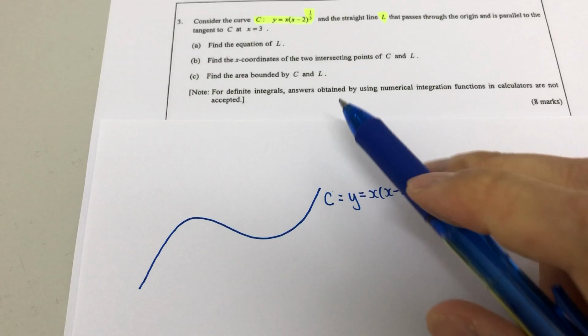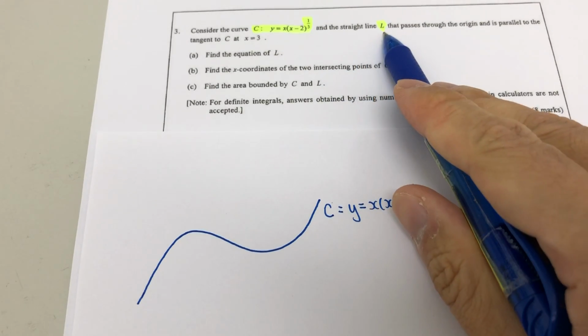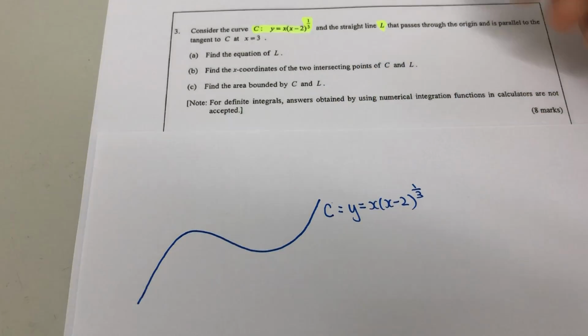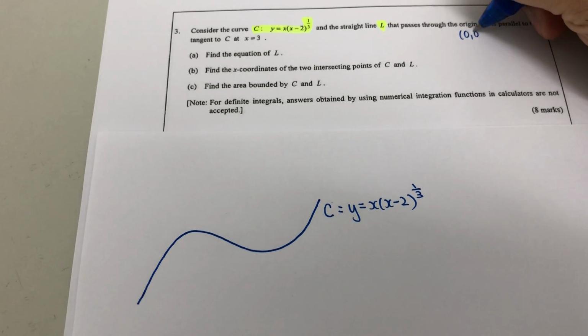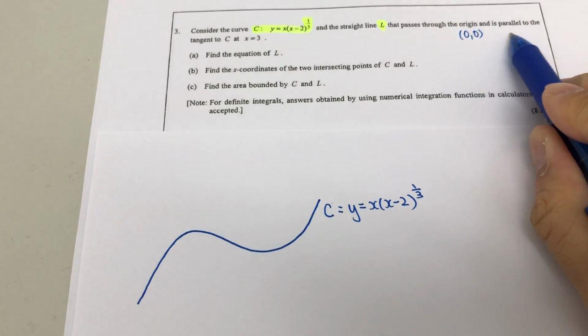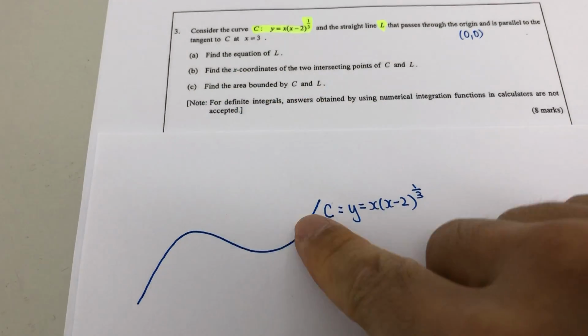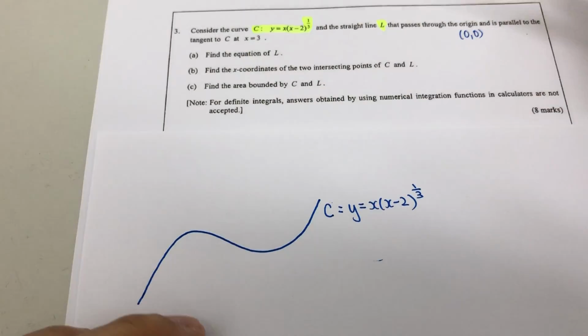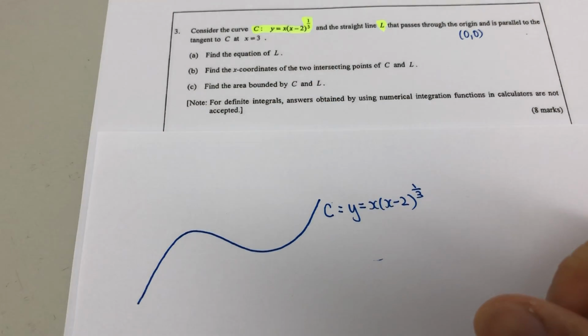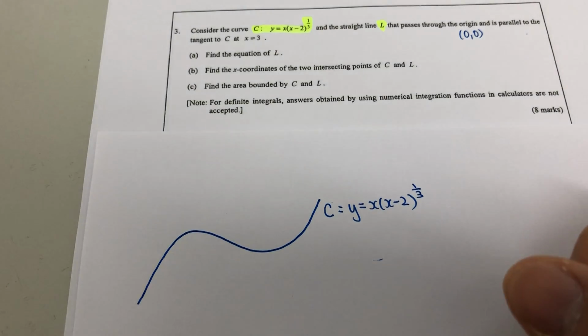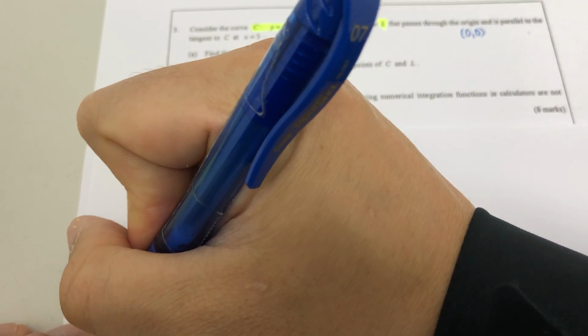And then we have a straight line L that passes through the origin. Origin means (0, 0). And also parallel to the tangent to the curve at x equal to 3. So, I don't have a ruler here. Oh, too bad. I have to draw a straight line using hand.